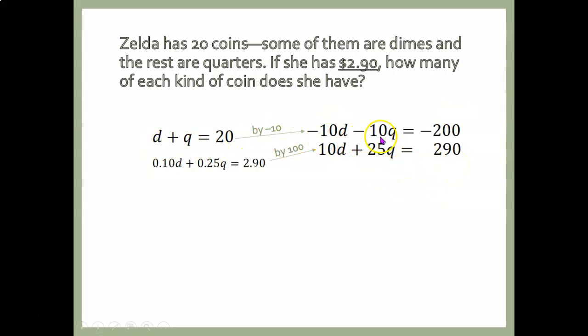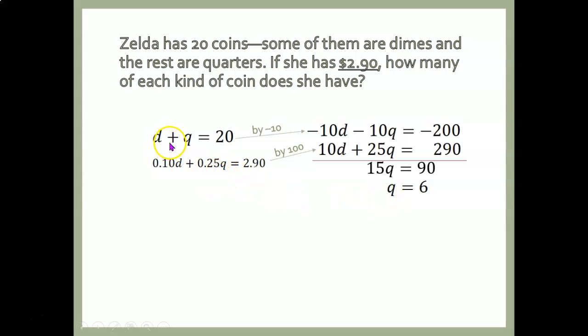So -10D minus 10Q equals -200. Positive 10D plus 25Q equals 290. When I add the two equations together, the -10D and the positive 10D kill each other off. The -10Q and the positive 25Q add up to 15Q. And -200 plus 290 equals 90. So now we're looking at 15Q equals 90. Divide both sides by 15, and we get Q equals 6. 90 divided by 15 is 6.